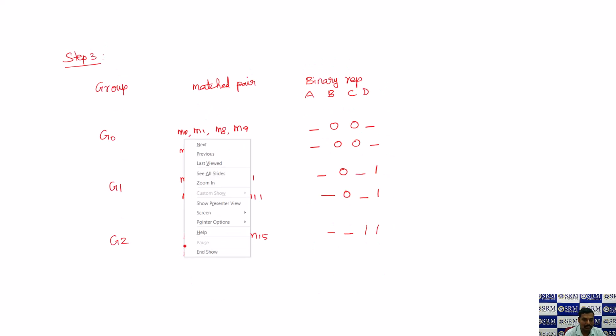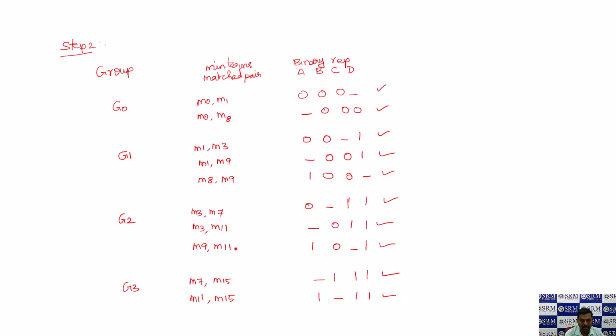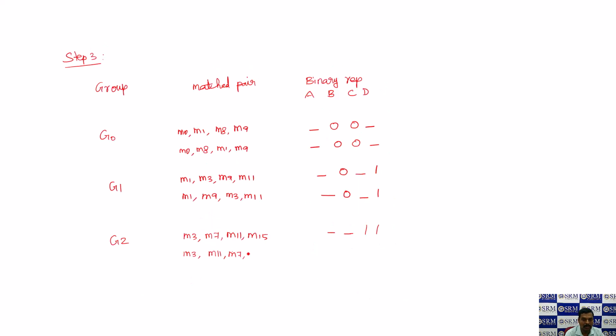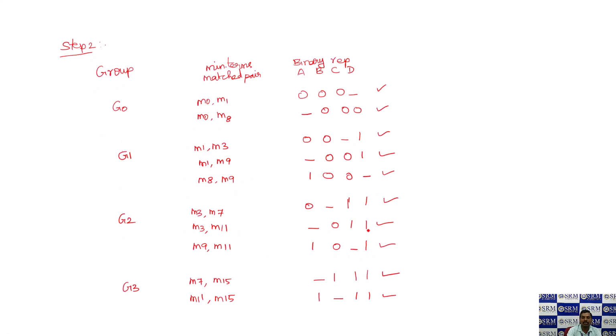Sorry, M3, M11 with M7 and M15. You can see here the first is varying, the second is also varying, the last two bits are 1 1. Okay, so now look at step 2. All the matched pairs were ticked, right? So no term was left out.